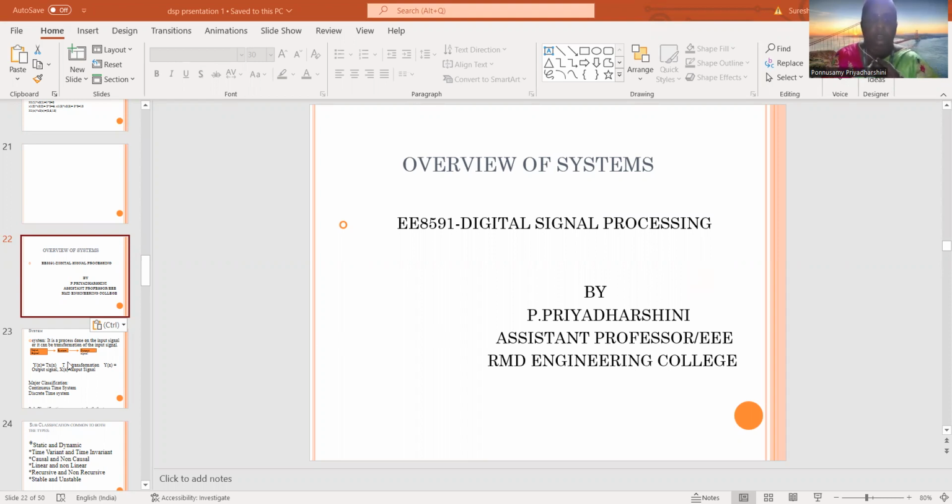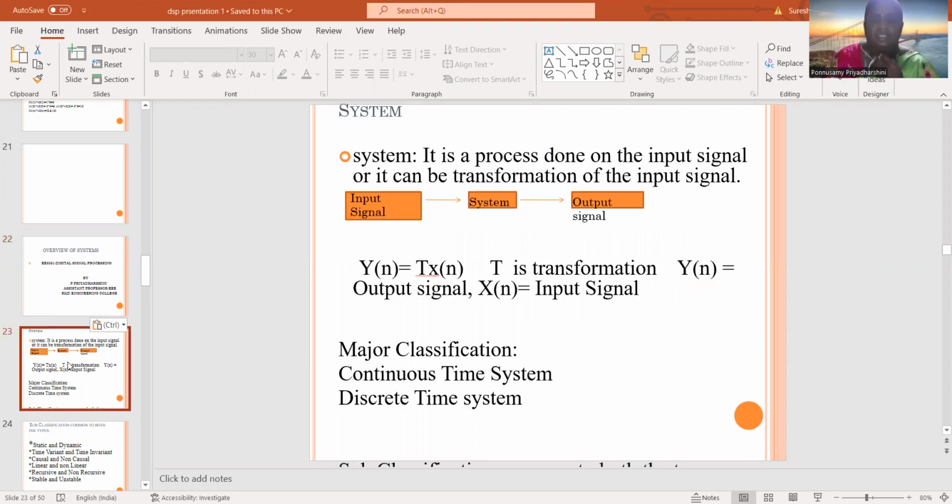So here, what is a system? A system is a process to be done on the input signal, or a kind of transformation given to the input signal. The input signal is given to a system and we get an output signal. Transformation is nothing but some kind of change given to your input signal.